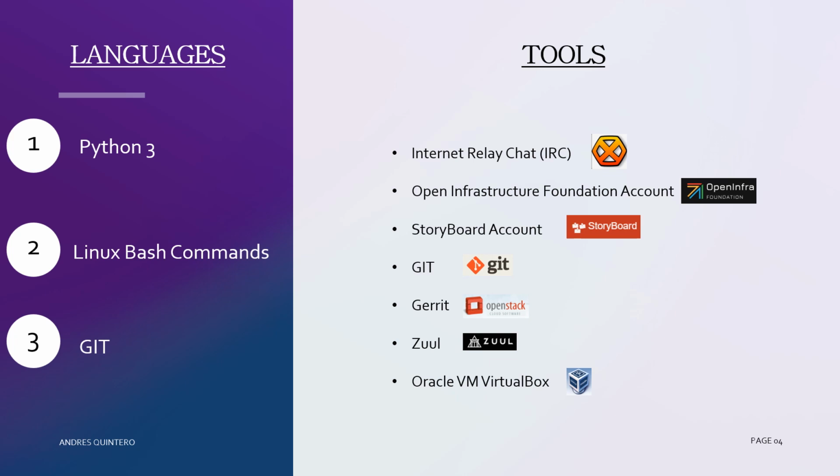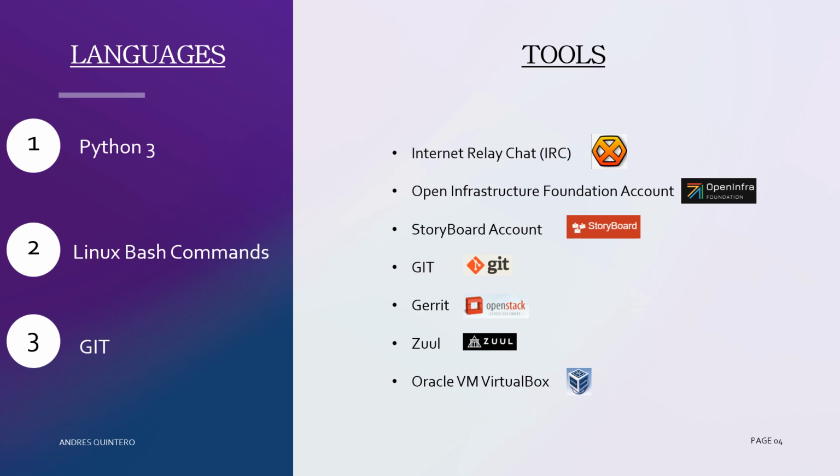We use Git. Git is a free and open source distributed version control system that the OpenStack community uses to manage changes to source code and documentation. We also use Gerrit. Gerrit is a review system the OpenStack community uses.